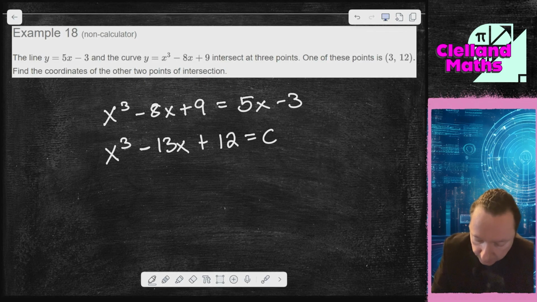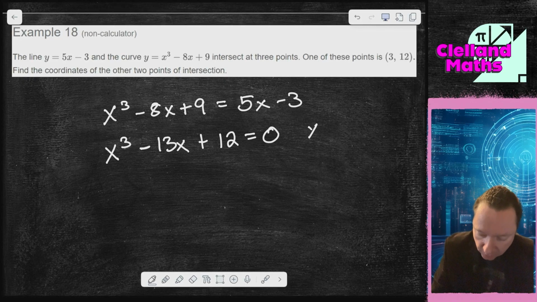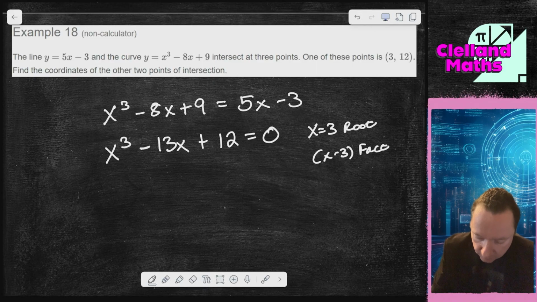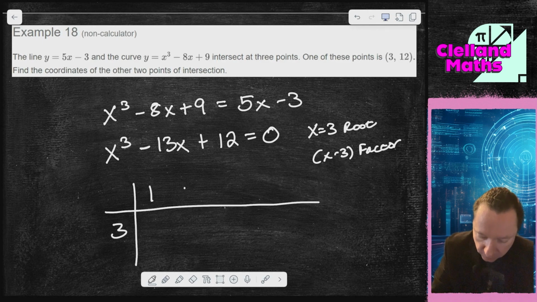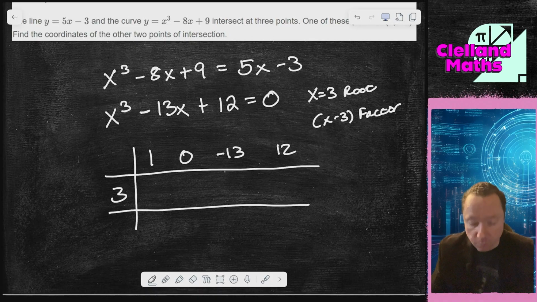So we're solving a cubic here, which is a polynomial. But the good thing is, it told us that one of the points is 3. So x equals 3 is a root. In other words, x minus 3 is a factor for this. So we can now just go into synthetic division to find the rest. 3, 1x cubed, 0x squared, minus 13x, plus 12. And that'll confirm that you're getting 3 out.